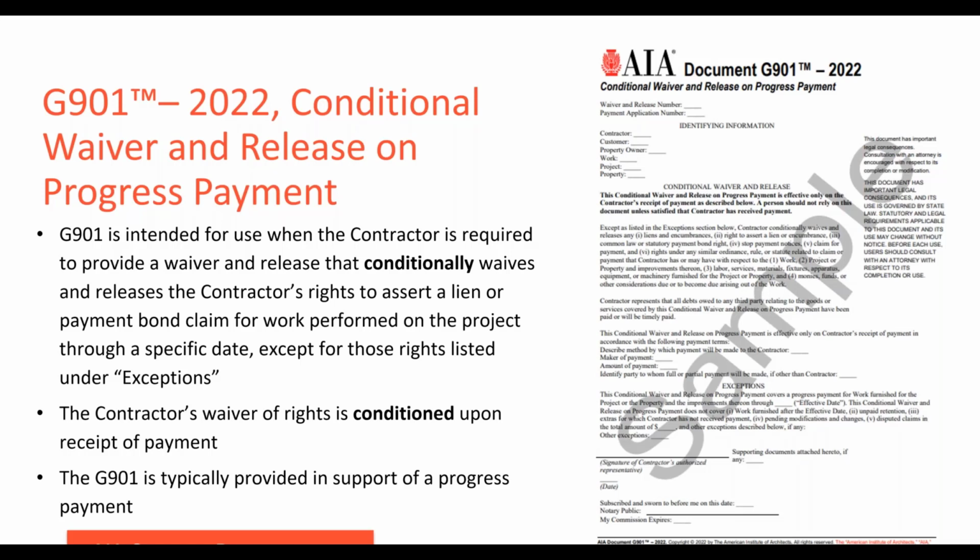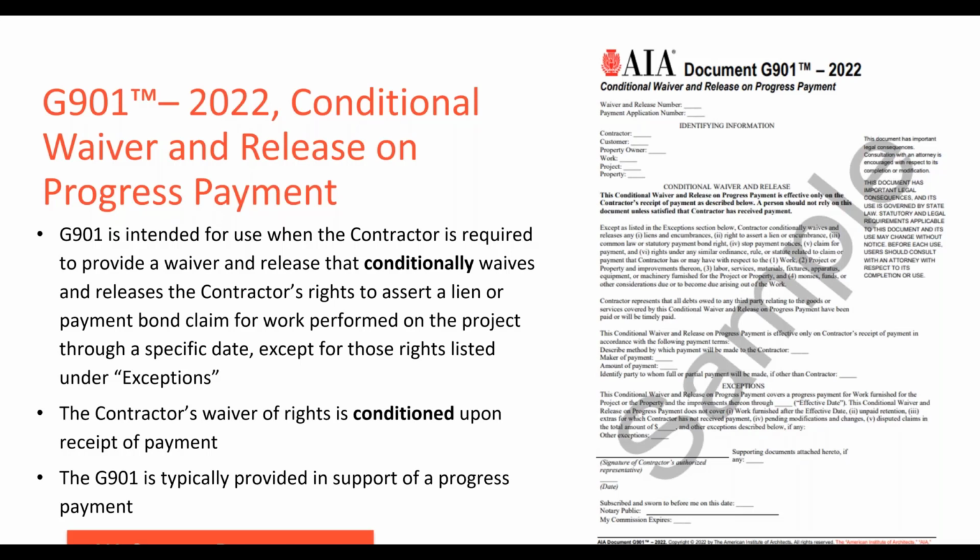So now I'm going to touch on the specifics of the generic forms themselves. The first one we have up is the G901, Conditional Waiver and Release on Progress Payment. This form is intended for when the contractor is required to provide a waiver that conditionally waives lien rights for work performed through a particular date, except for the rights listed under the exceptions paragraph at the lower half of the form. And that would be in exchange for a progress payment.